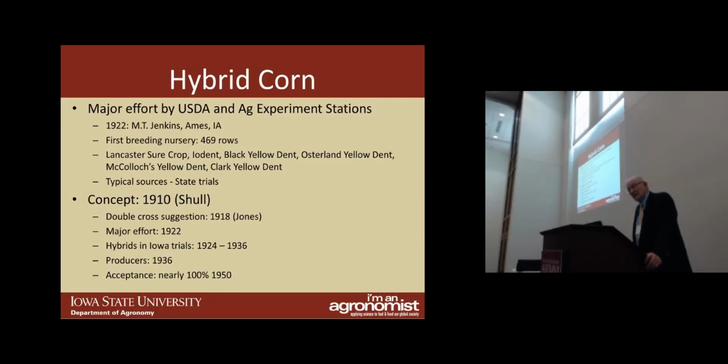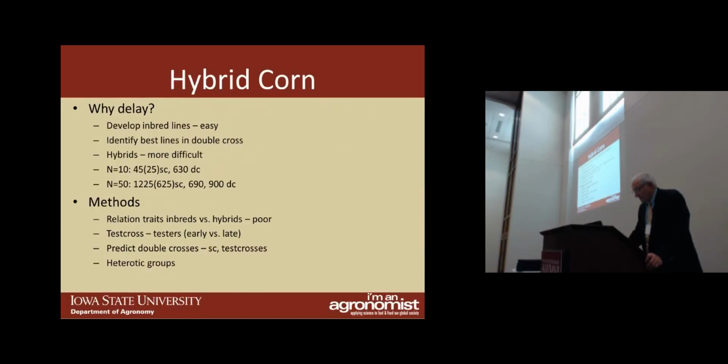Well, here in Ames, Merle T. Jenkins was in charge of it. First nursery had 469 rows. His source populations, you recognize them all there. They're open pollinated varieties. They were done well at the state corn yield test. And so then we went to work following this concept of Scholl and then the double crosses, and the rest has been more or less history.